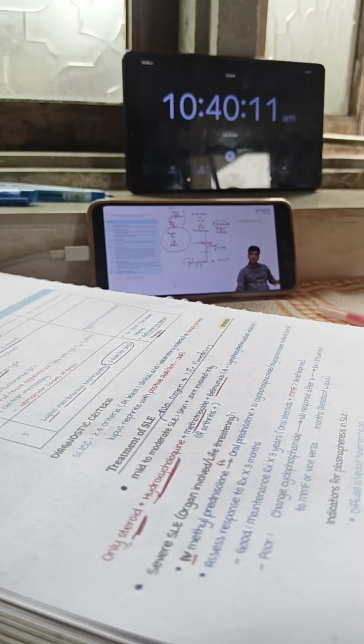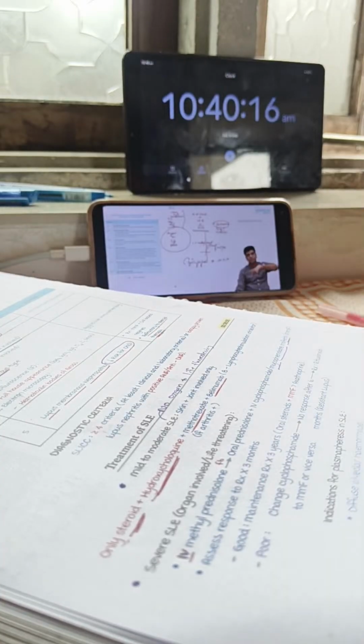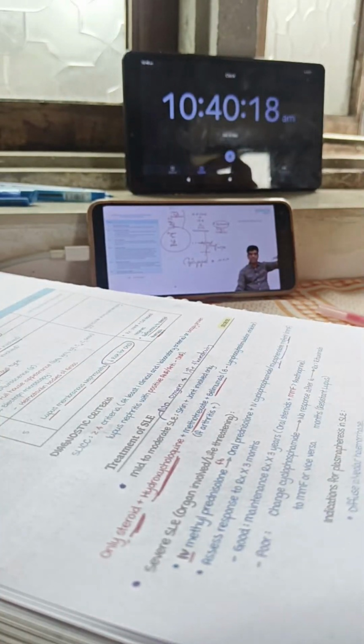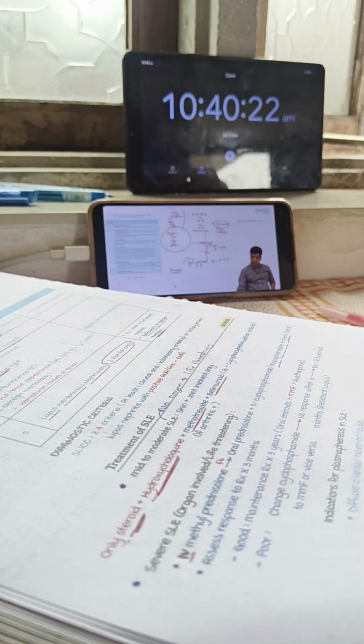At the end of 3 months, you again monitor to see whether it is working. If it is not working, you change from cyclophosphamide to MMF, or from MMF back to cyclophosphamide. Either way, you can change. So 3 months is the time that you give this. Cyclophosphamide means 6 injections, 1 every 2 weeks. MMF means oral 2 to 3 grams per day.